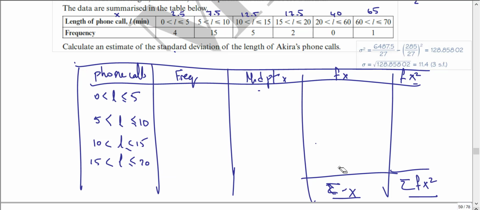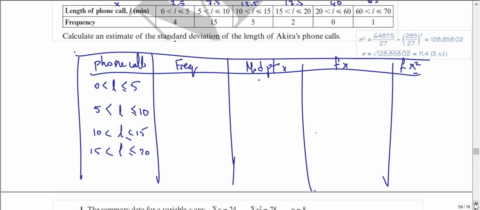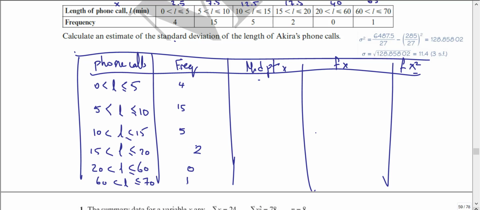Go down a little bit more. Then we have from 20 to 60. And finally, we have from 60 to less than or equal to 70. Write the frequencies. We have 4, 15, 5. Copy the frequencies: 5 also. Did we miss something here? 4, 15, 5, 2, 0, 1. Everything is fine. Then the midpoints.